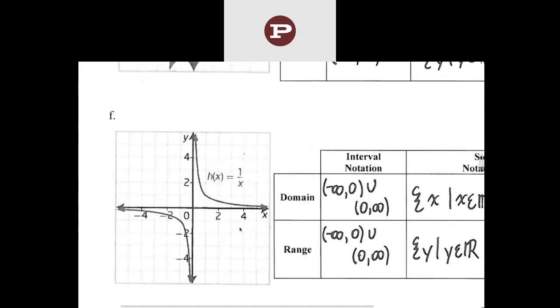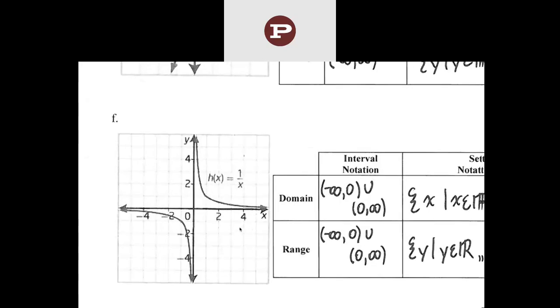This is what we call a reciprocal function. We briefly did this in grade 11 as well. Okay, a rational or a reciprocal function. You go from negative infinity up to 0. You'll notice that it stops and starts again. That's because this is what's called an asymptote. Okay, we did asymptotes in grade 11.